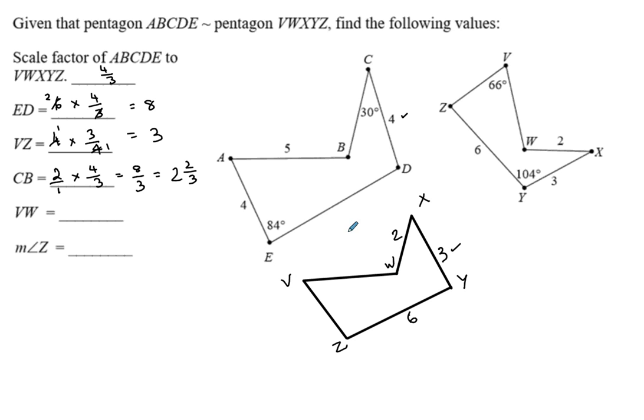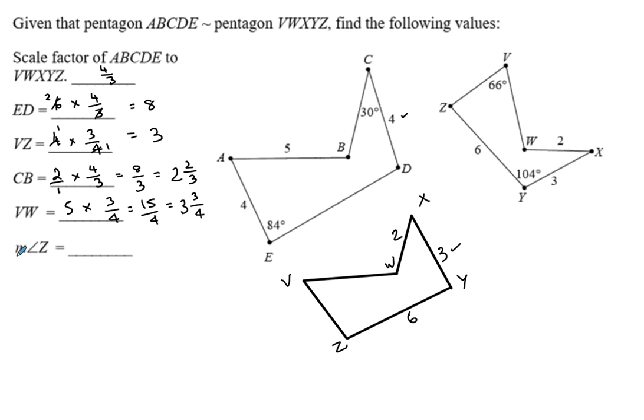VW, which is that. So we've got the 5, and we're going from bigger to smaller. So we're actually going to go 5 times 3 over 4, and we get 15 over 4, which works out to be 3 3/4.